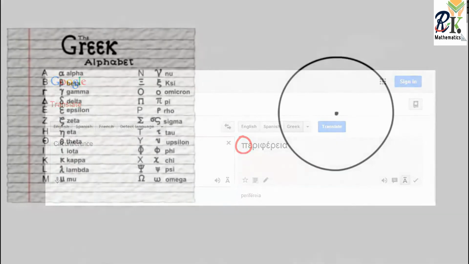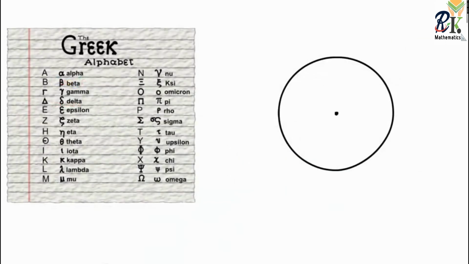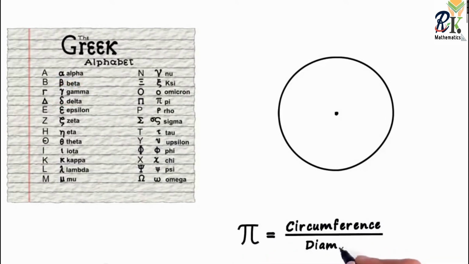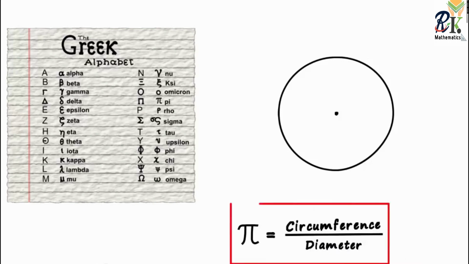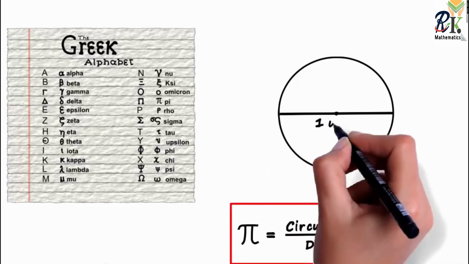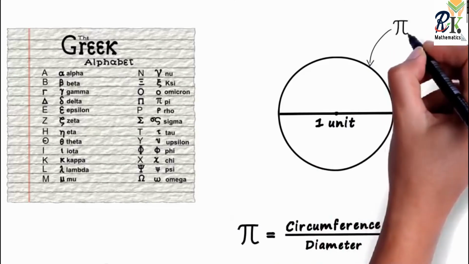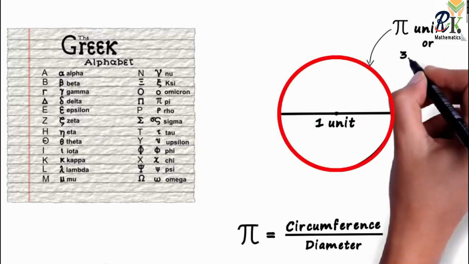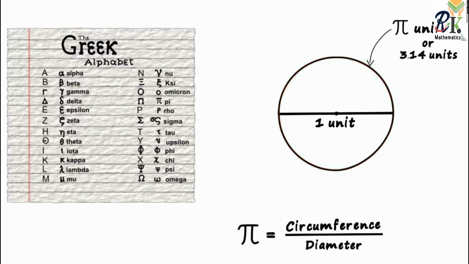Anyway, don't forget the important point. Pi is the circumference of the circle divided by its diameter. So it is the ratio of circumference to the diameter. Based on the formula, if the diameter of the circle is 1 unit, then its circumference will be pi units. If we have a circle like this with diameter equal to 1 unit, then the length of this boundary will be pi, or approximately 3.14 units.